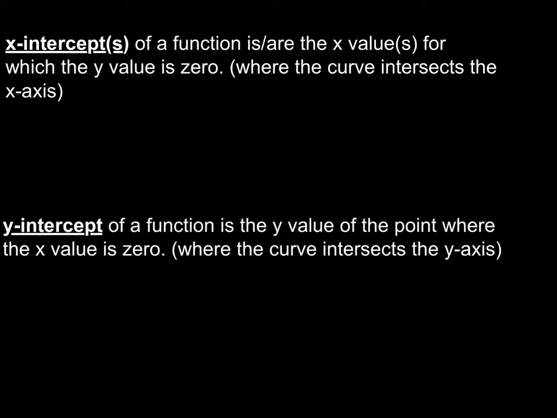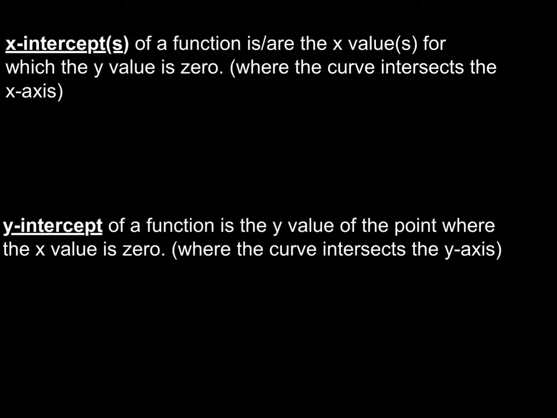Let's review a couple of concepts that should be pretty familiar. X-intercepts, these are also known as roots of a function. These are the x values for which the y value is 0. We know that there can be potentially more than one, right? If you have a quadratic function, you might have 2. If you have a cubic function, you might have 3. If you have a sinusoidal function, think about it, you have infinitely many.